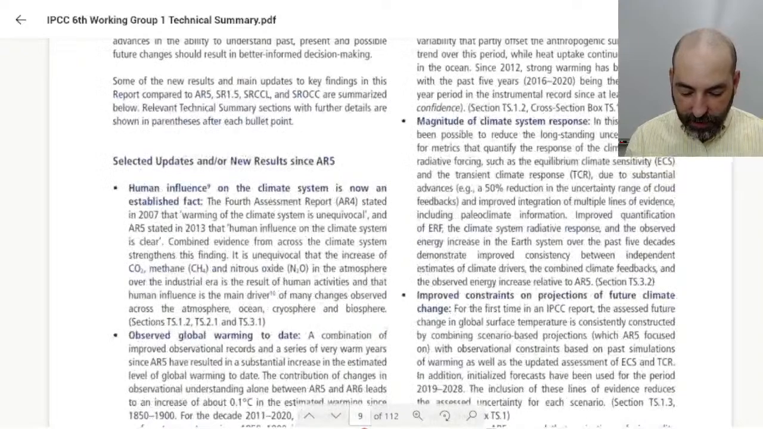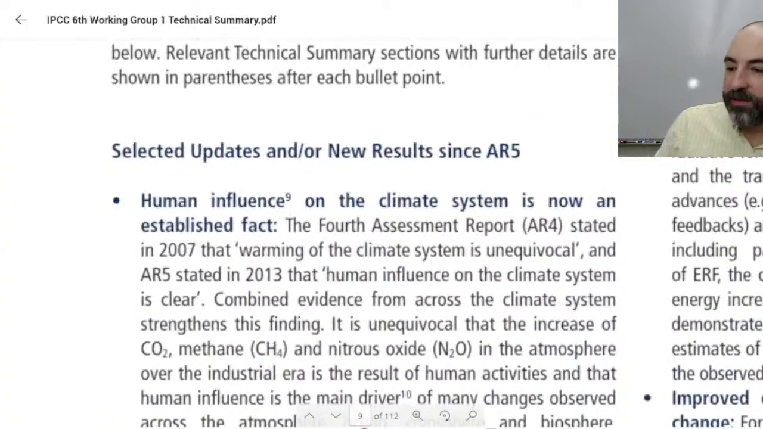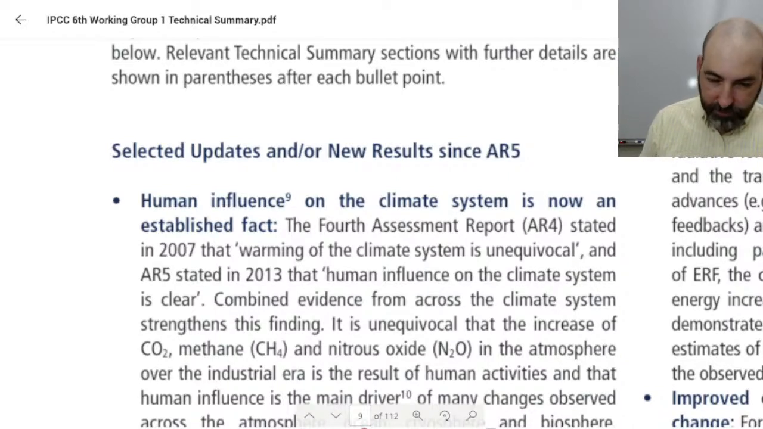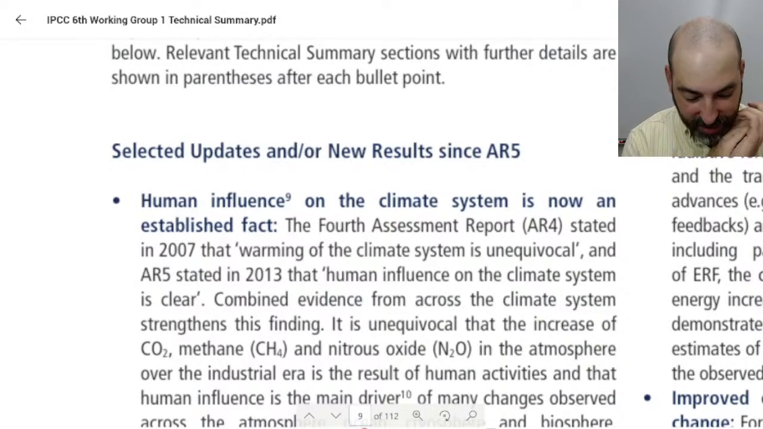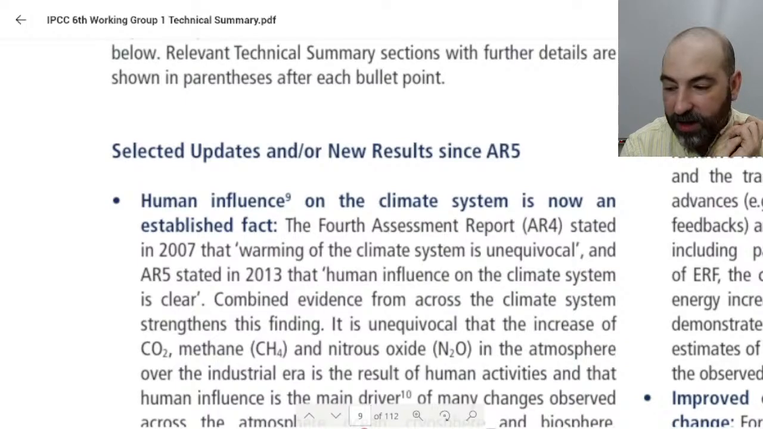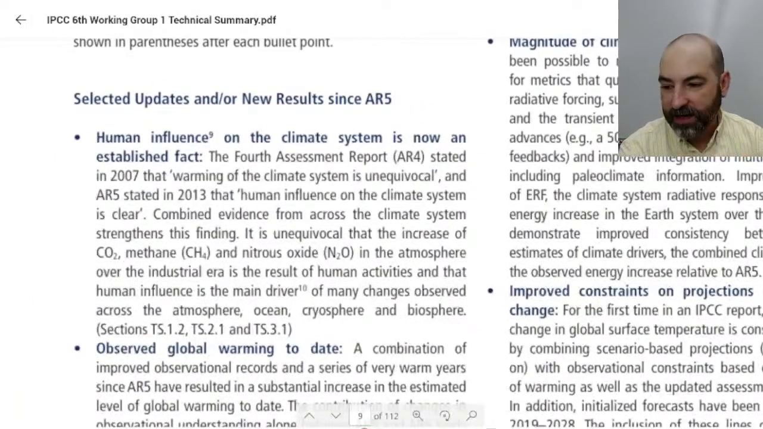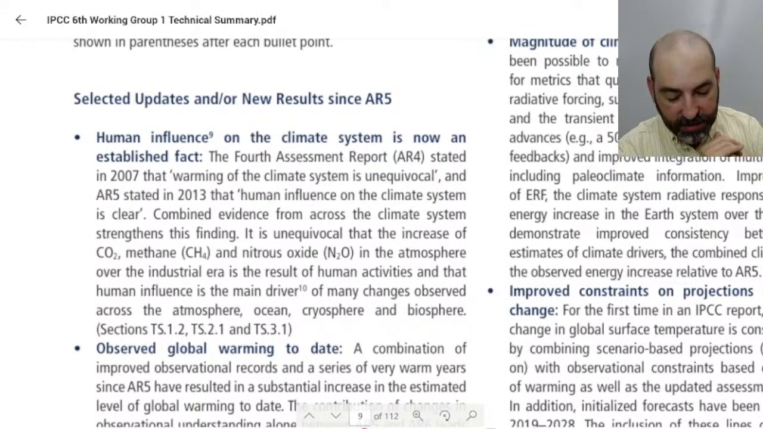updates since AR5. So AR5 was the last report from 2013. So okay, I guess we know the time then. It was 8 years apart. I said 4 to 6. It's 8. So AR5 was in 2013, and this is now AR6. So all of these bullet points here are the updates since that last one. So this is the absolute newest stuff. What do we know now that we didn't know before?